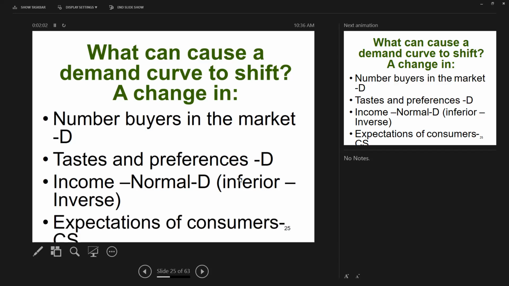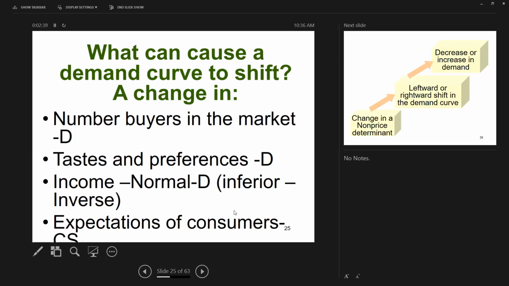The next thing we have is expectations of consumers. And here I just put common sense. Let's say that we suspected that there was going to be a war in the Middle East and that this was going to drive up the price of gasoline next week. So next week, the price of gasoline is going to double. That would cause an increase in our demand right now. We'd say, hey, I'm going to go out and fill up my tank and maybe any gas cans that I have now when I normally wouldn't, because I believe the price is going to double next week. So that would be expectations of consumers. And we use common sense.